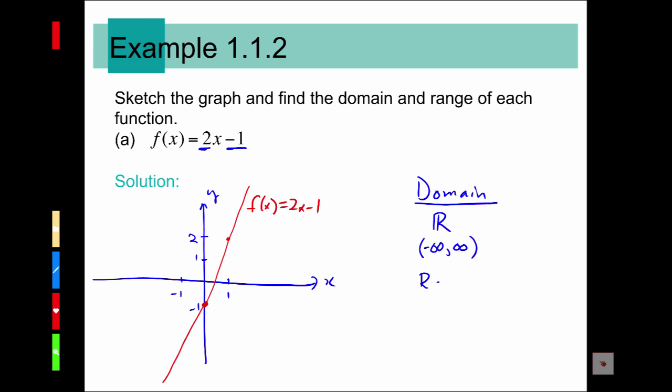We can also consider the range of this function. And again, because this is a straight line, we can see that as x varies over all the possible values in the domain, the value of y that's swept out is all possible real numbers as well. And so the range is also the set of real numbers, or we might again write that in this notation.